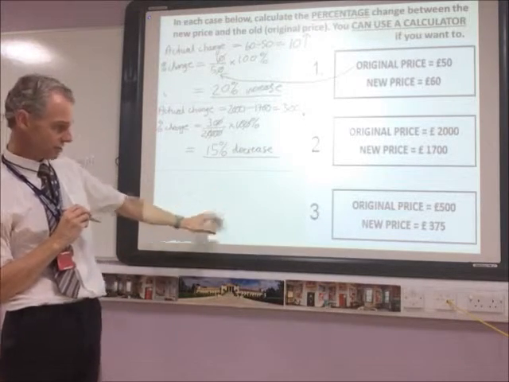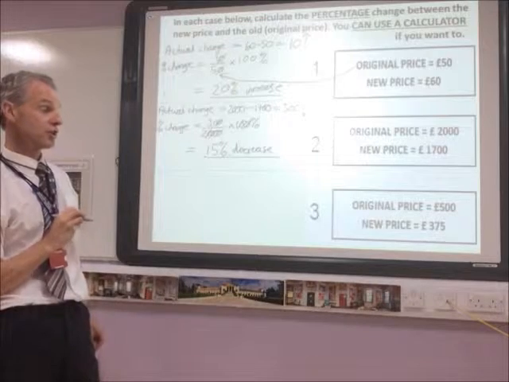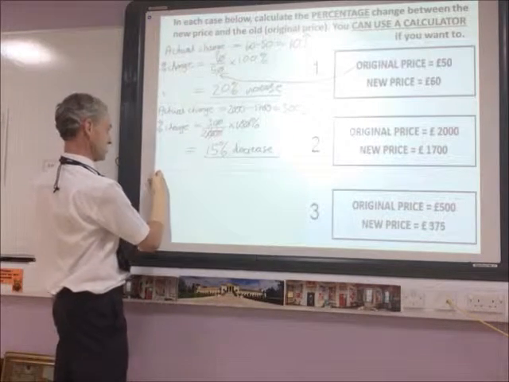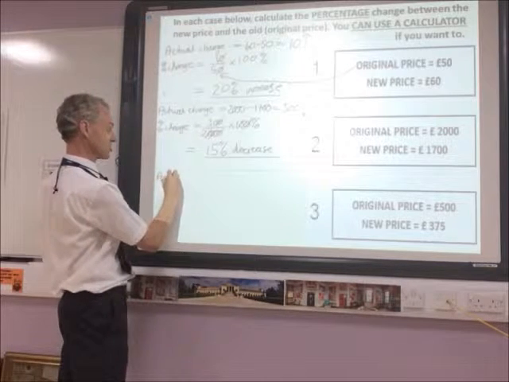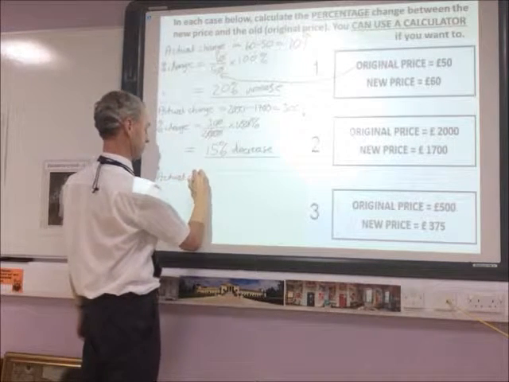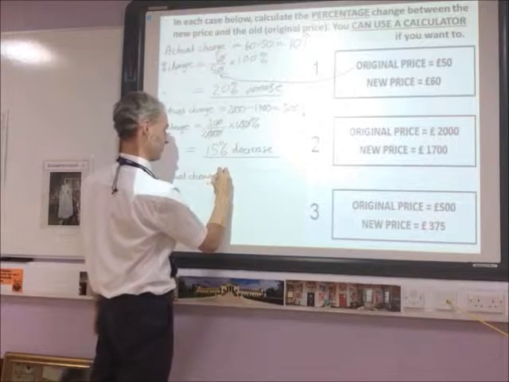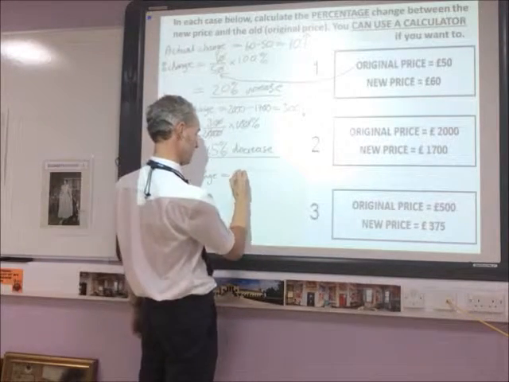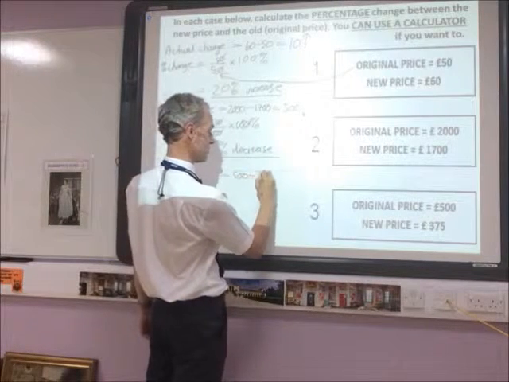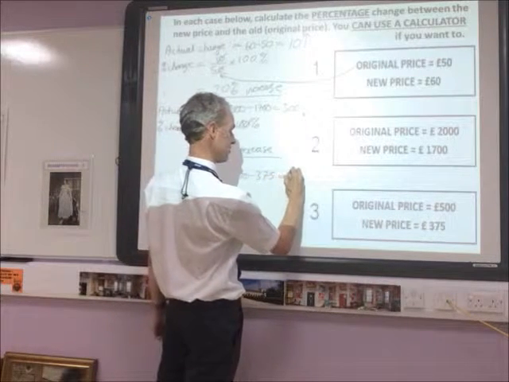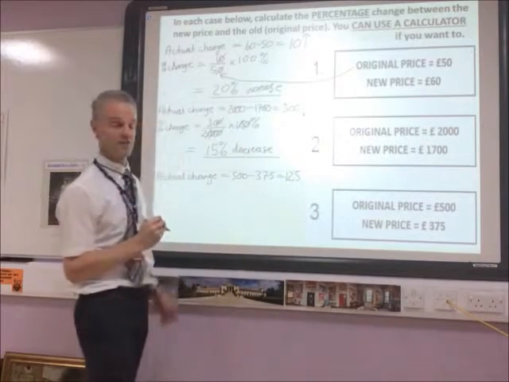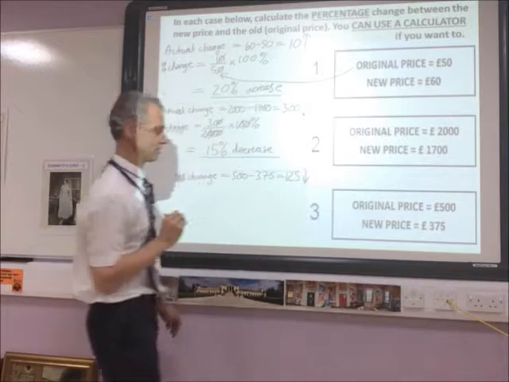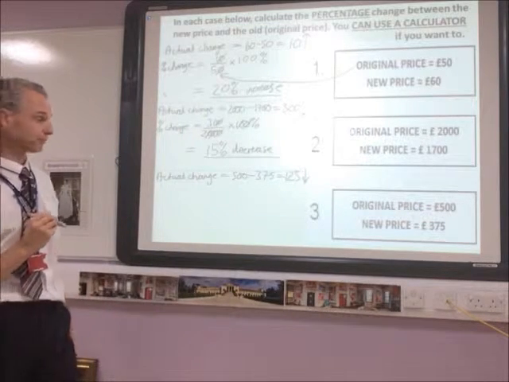Okay, on to the last one then. Original price 500, new price 375. So again, you can see it's gone down. So same method as before. Let's look at the actual change first of all. My actual change is the difference between the original and the new. So that's 500 minus 375. It's 125, but this time it's going down. It's a decrease. Whoops. So there's my little reminder to myself that it's a decrease.